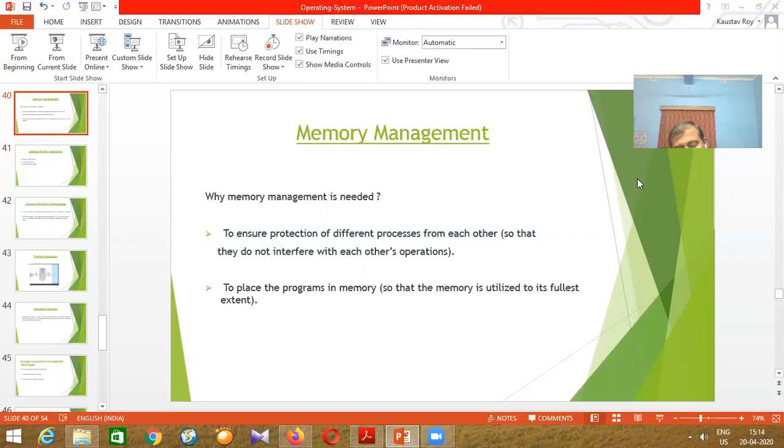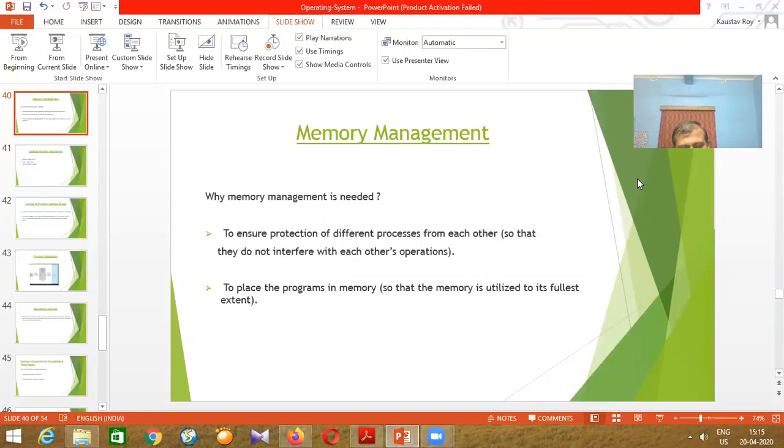Also, we must keep several programs in the memory at a particular point of time. That means we also have to share the memory. Now, there are various types of memory management algorithms or procedures by which we can effectively organize the memory management in a particular computing system.